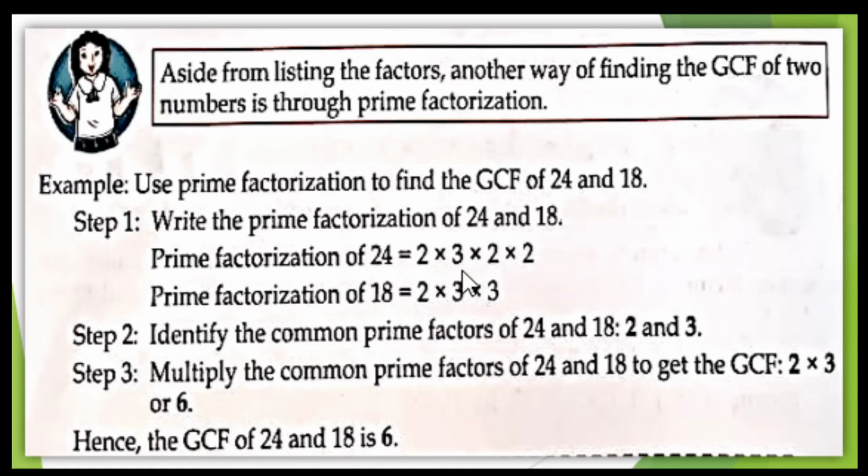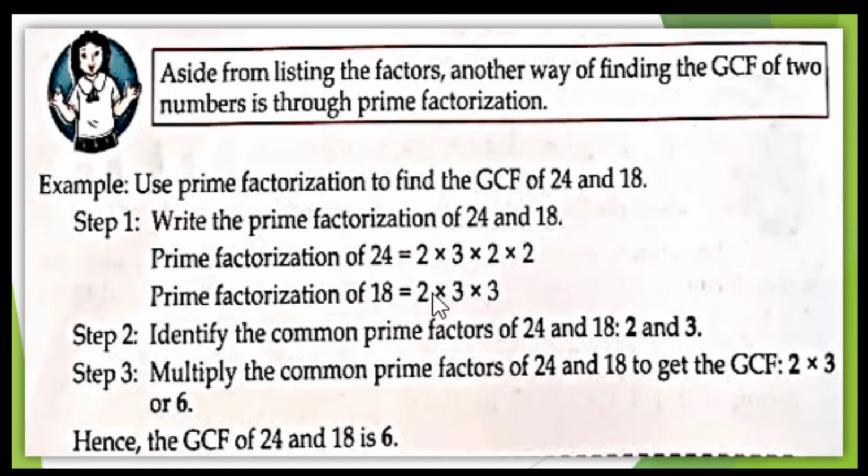2, 3, 2, and 2. When we multiply, 2 times 3 times 2 times 2 is equal to 24. And they are all prime numbers. Next, prime factorization of 18. We have 2, 3, and 3. When we multiply, 2 times 3 times 3 is equal to 18.